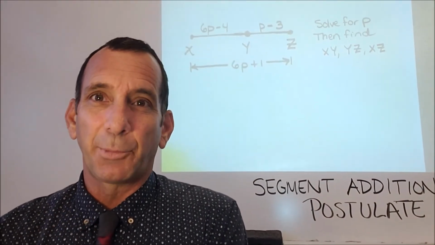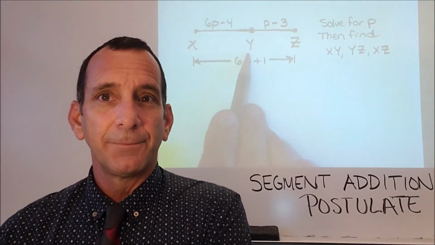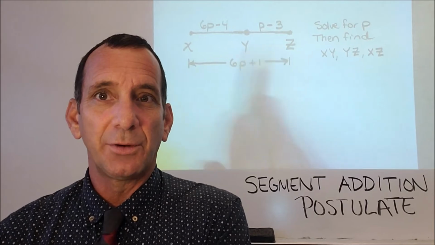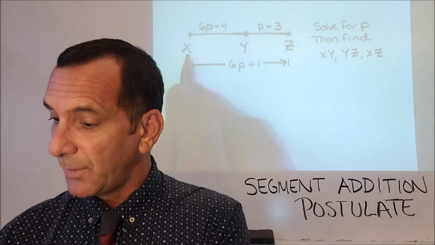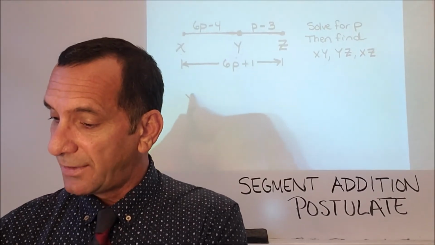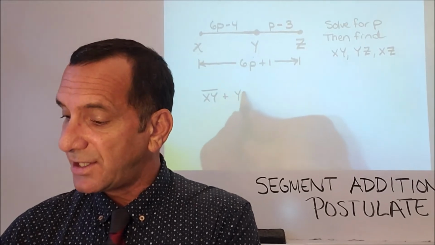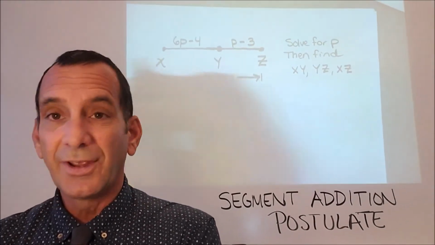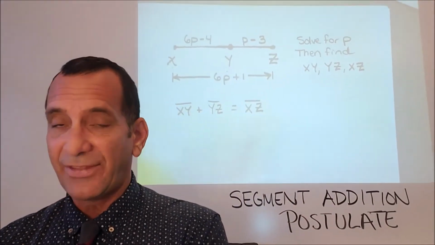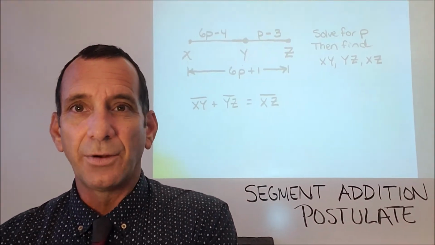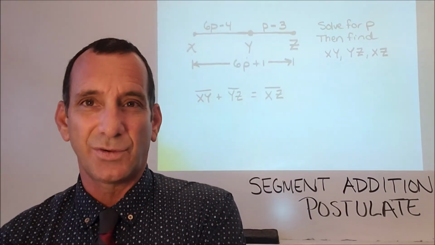Let's try this example. So here we have a segment with a Y, a point on that segment, which creates 3 segments. And according to the segment addition postulate, we have the distance, or the segment XY, plus YZ equals XZ, the total distance. So once I have that segment addition postulate written out, I'm just going to substitute the expressions that represent each of those segments.